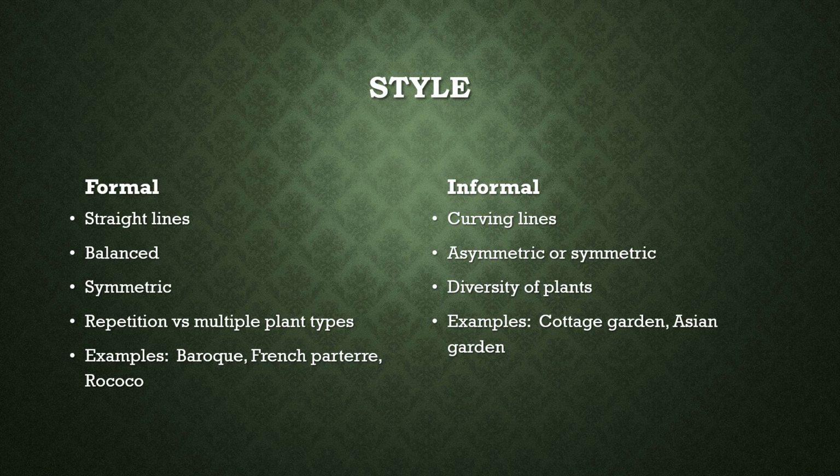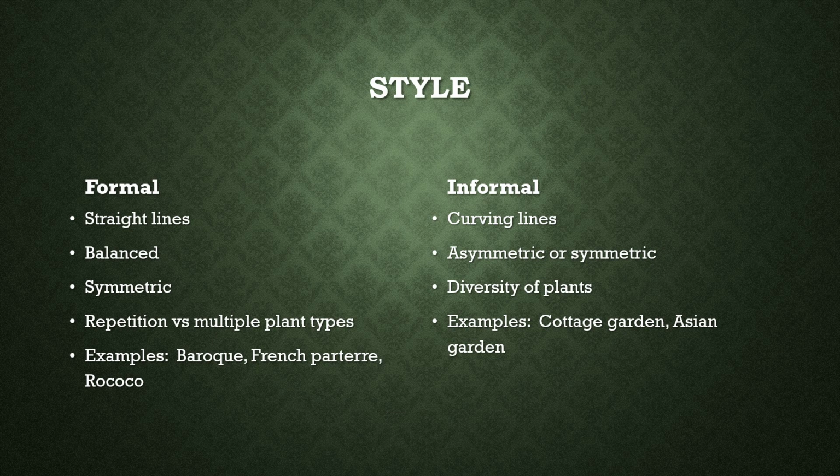Garden styles. Now, this is personal taste. As a generality, we have formal and informal, but within those, we have different styles of garden. Formal usually has straight lines, usually very balanced and symmetric. Repetition of a smaller group of plant material versus a lot of different types of plants. And there are examples of the formal gardens in the history books of Baroque, French parterre, Rococo.